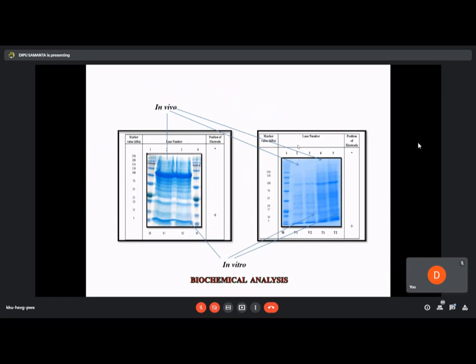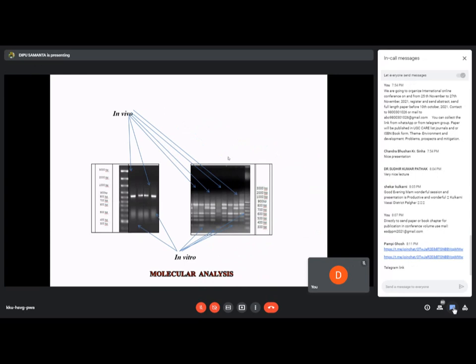Now, we can follow the biochemical method, that is the gel electrophoresis method. In the case of Lawsonia inermis, Bacopa, Sizer and Mentha, we have found that the banding pattern is similar. So the regenerates can be called stable regenerates at the biochemical level. There are also molecular methods, that is, we can follow ISSR analysis, where I have found that the in vitro plants regenerated by us are genetically stable.